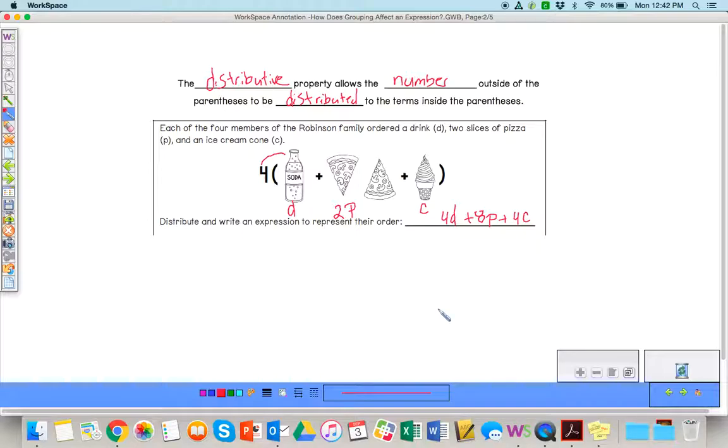In total, there were 4 drinks purchased, 8 slices of pizza purchased, and 4 ice cream cones purchased. That's what distributing does. It tells you if everybody bought the same thing, you can just multiply each of those by however many people there were.